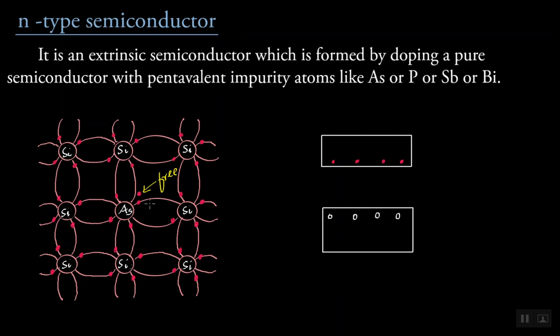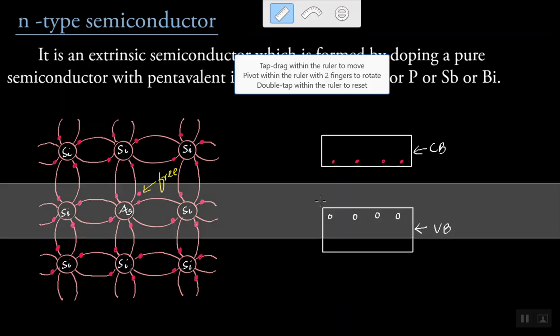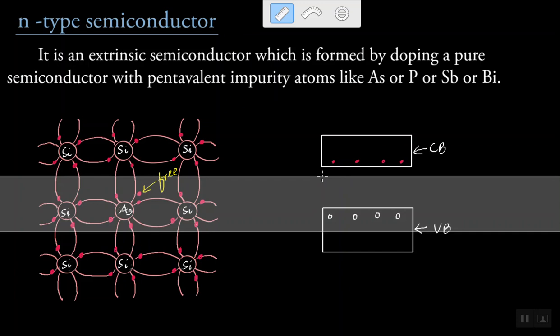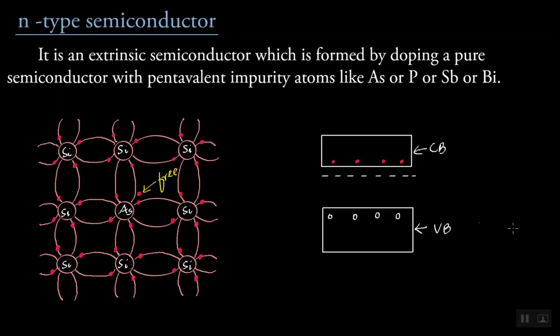Got it? Now this electron that is free and that comes along with the arsenic atom, where does it lie in the energy level diagram? Does it lie in the conduction band? No. Does it lie in the valence band? No. It lies somewhere here in a level which is just below the conduction level. So you have these electrons. Just one, I will draw many of them. I'm imagining that there are many of those free electrons.